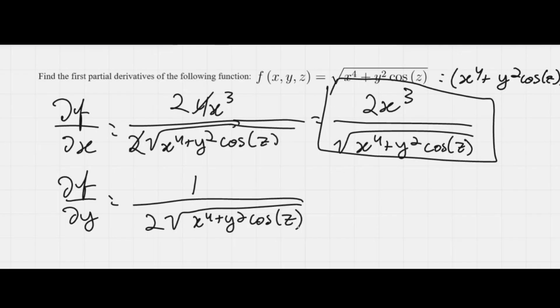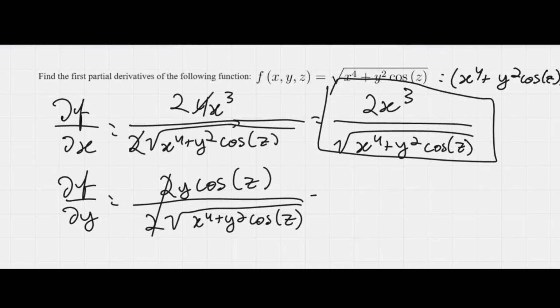All right, now this time we're treating both x and z as a constant. And so since we're doing chain rule right now, the x to the fourth becomes 0. The derivative of y squared, meanwhile, is just 2y, because again, using power rule, we bring down the 2, and the power becomes 1, so it's 2y, and then cosine z is just a constant, so we leave it as cosine z. So in the numerator at least, it becomes 2y cosine z.